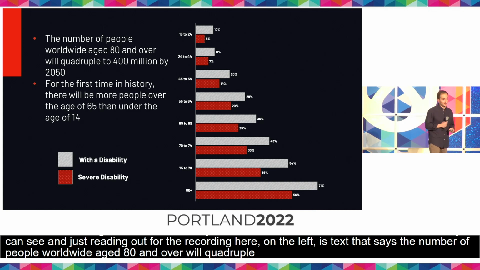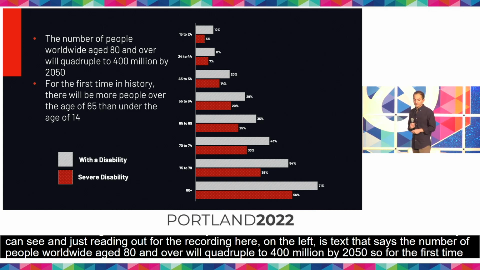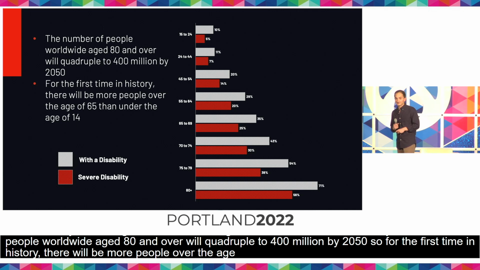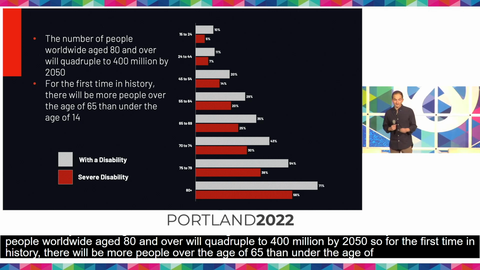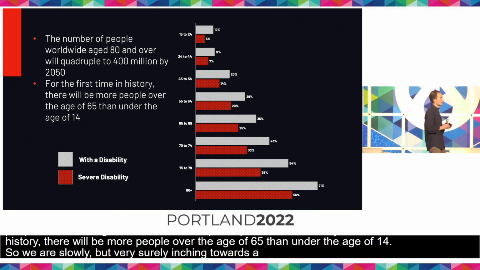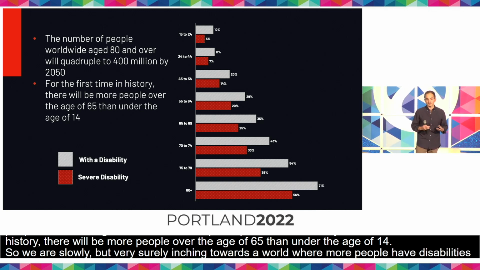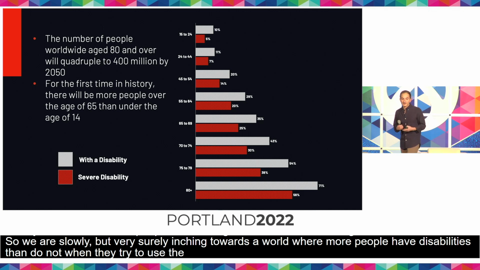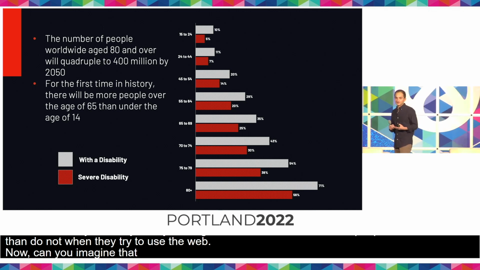So for the first time in history, there will be more people over the age of 65 than under the age of 14. So we are slowly, but very surely, inching towards a world where more people have disabilities than do not when they try to use the web. Now, can you imagine that as a different business case slide, right? How do you ignore this?